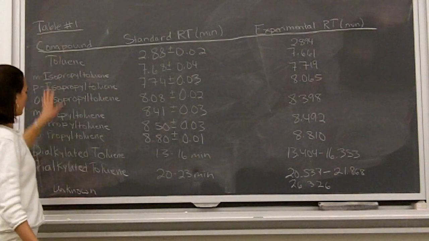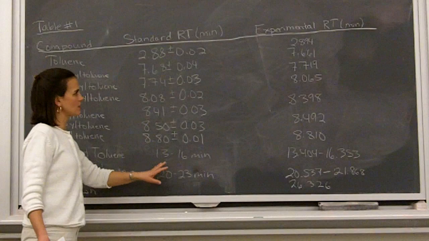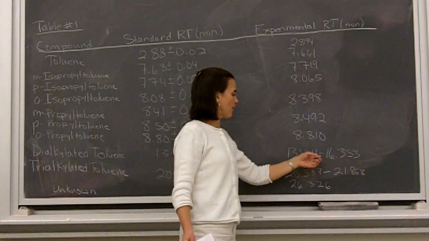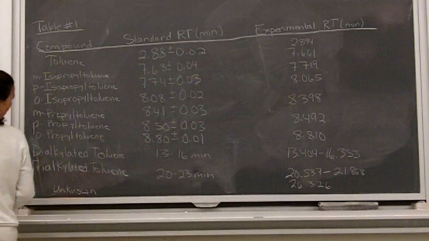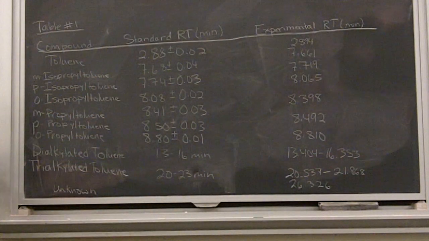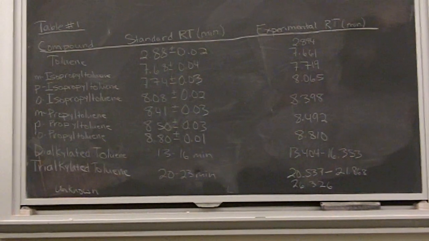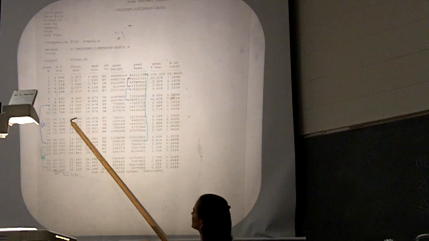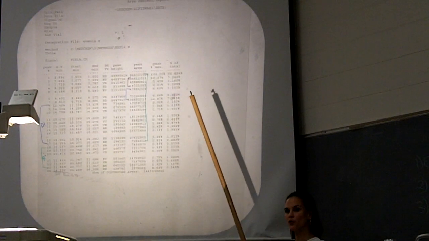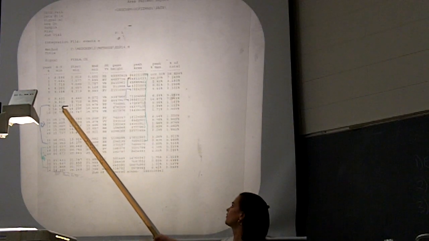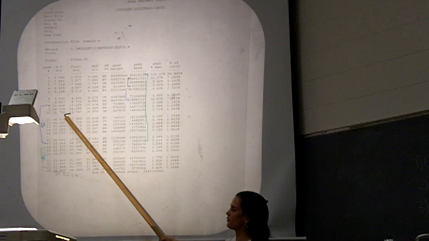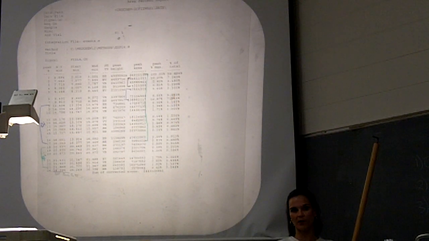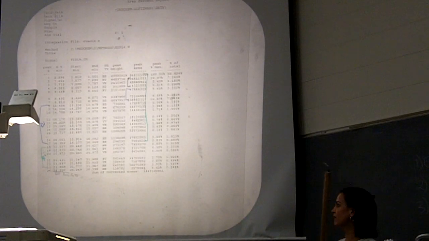So you want to list the compounds, list the standard retention times, and then give the experimental retention times, okay? Now in this case, I did not give all of them, because I ran out of room on the chalkboard here. So my 13 to 16 minute peaks here, I didn't list all of those retention times here. Your table you should, okay? So you want to list 13.404, 14.334, 14.798. Identify that as dialkylated toluene. Okay, and then same with the trialkylated toluenes.